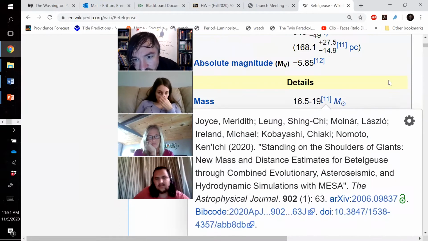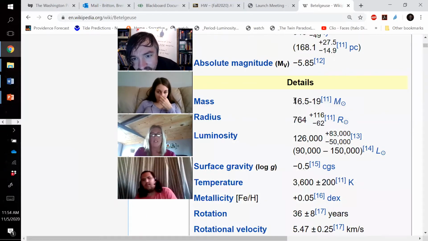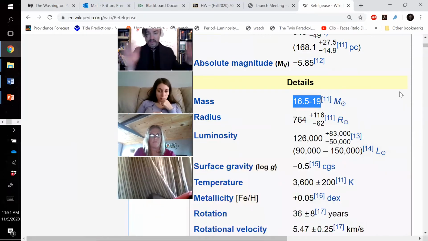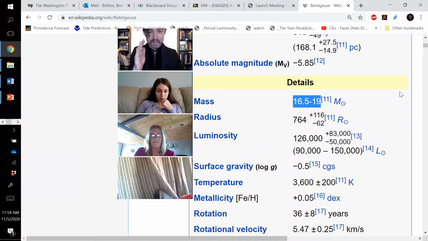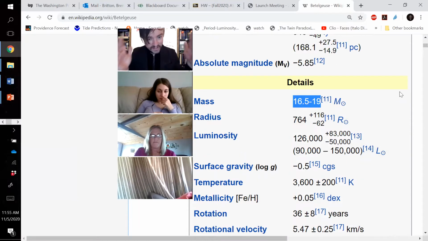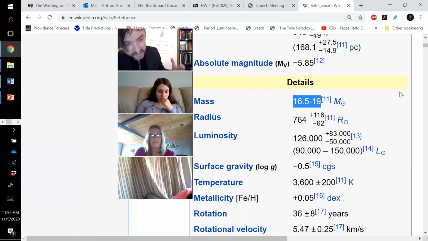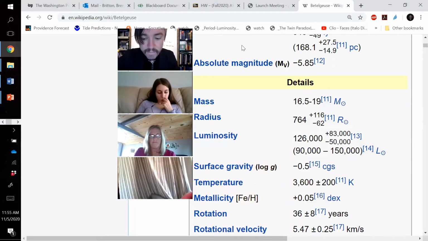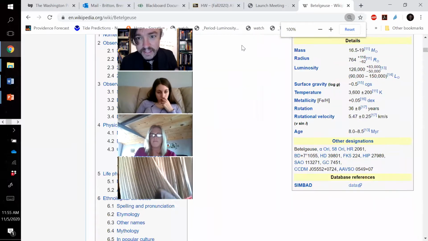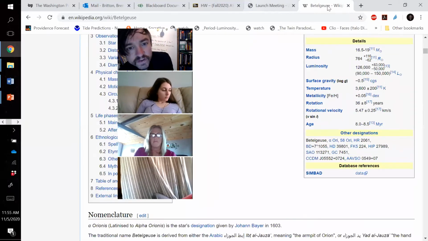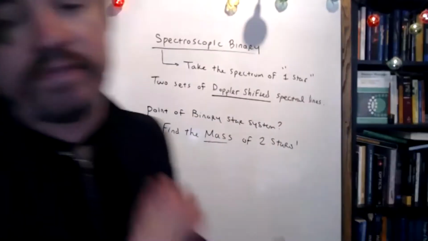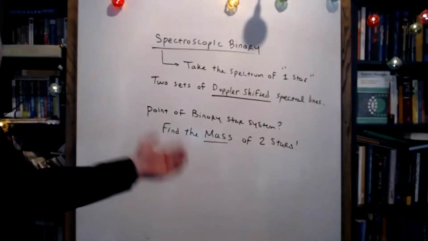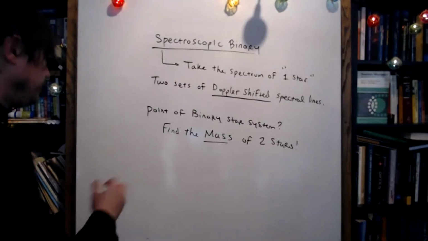But look at the mass range on Betelgeuse. It's still between 16.5 to 19 solar mass units. In other words, it's somewhere between 15 and 20 solar masses. The uncertainty on its mass estimate is really terrible because we don't have a binary star to accurately measure its mass. All of this was just me trying to remind you what the point of a binary star was. The point of a binary star system is you want to use it to find the masses of two stars.